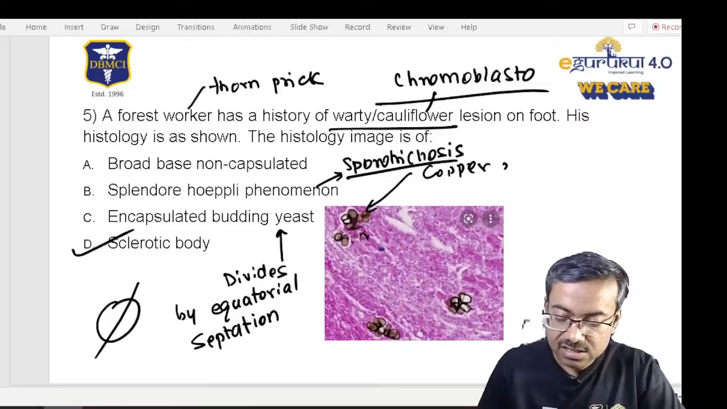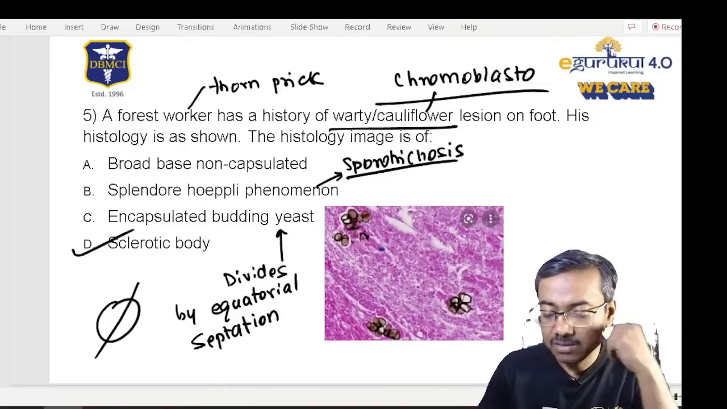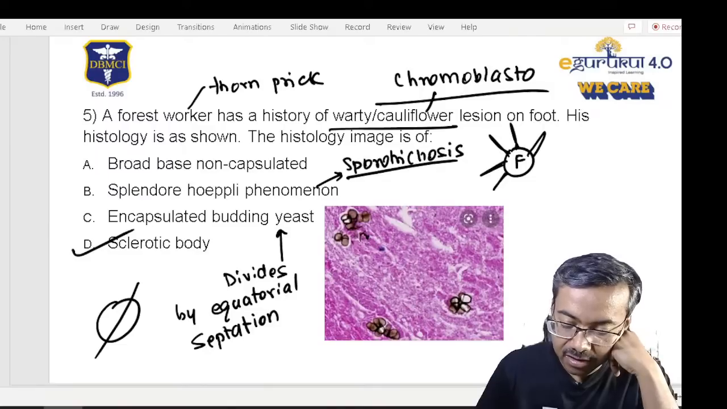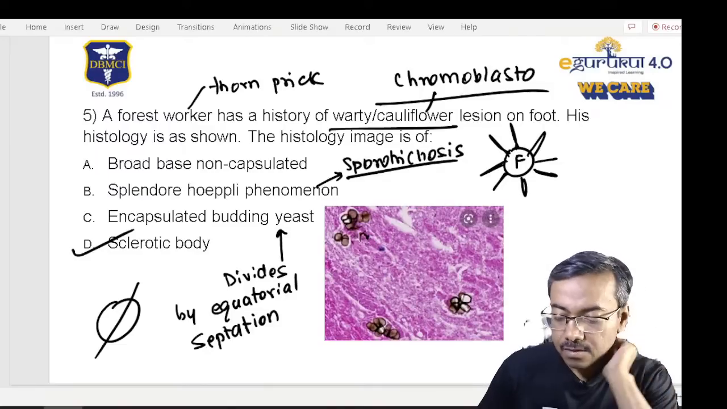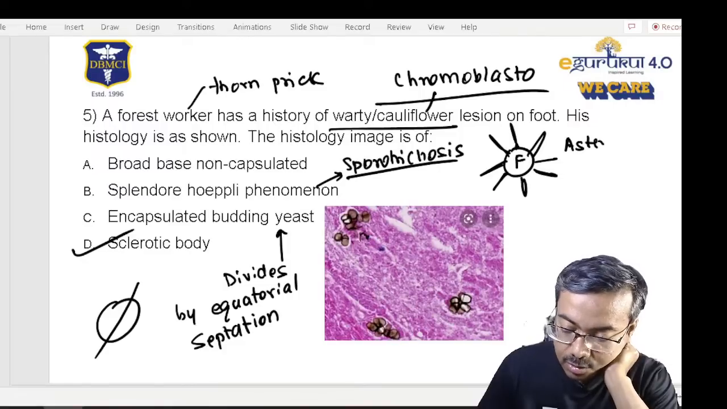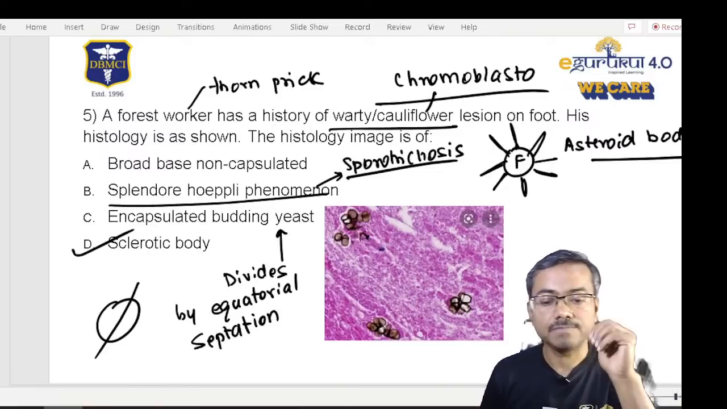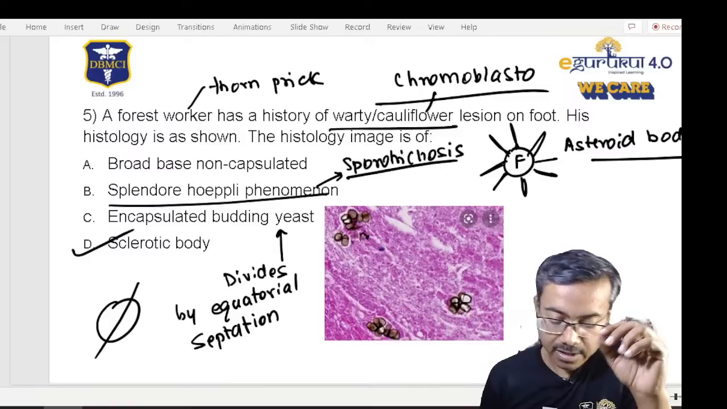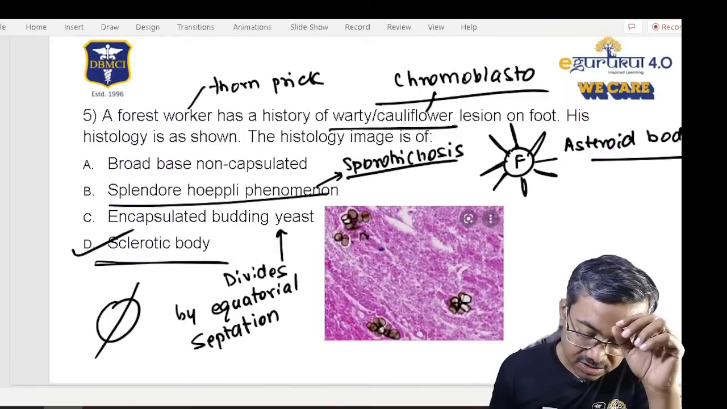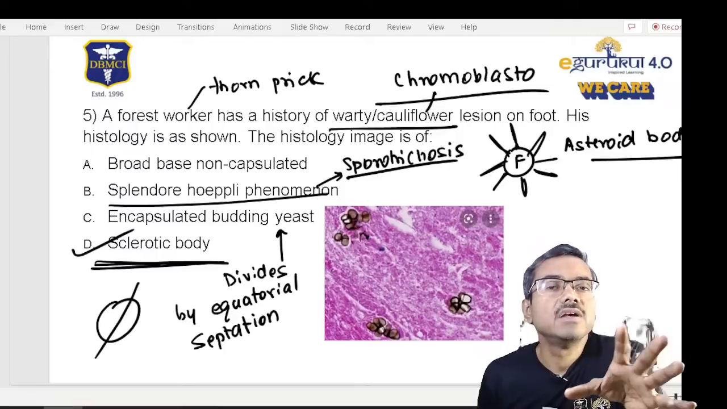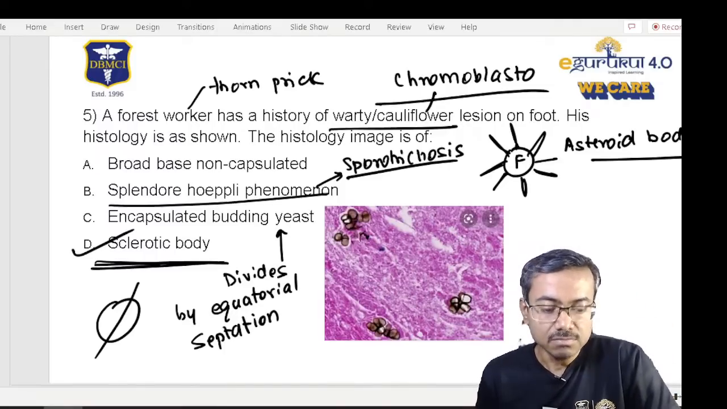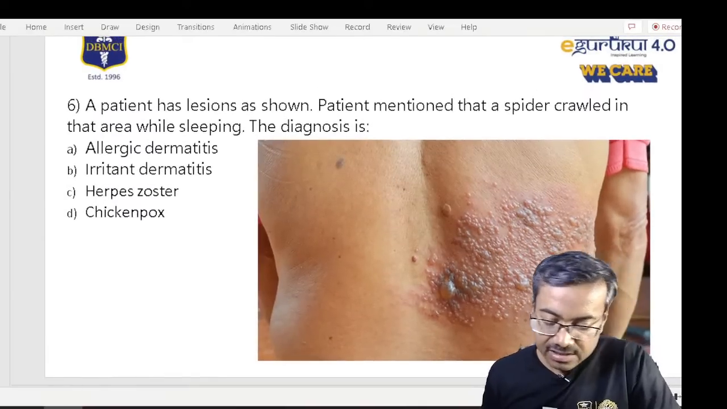Sporotrichosis has splendore-Hoeppli. What is splendore-Hoeppli? Now in sporotrichosis, there's a fungus in the middle, and around that fungus, you have these lines. This is called an asteroid body. Alternative name for asteroid body is splendore-Hoeppli phenomenon. Okay? Now, so the answer is straight away sclerotic body, you don't have to really do too much thinking on this. Straightforward question. Okay, chromoblastomycosis.